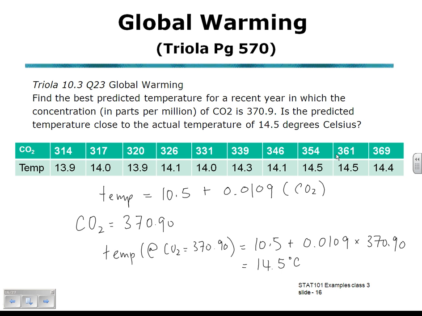We're now going to compare it with the actual temperature that was measured that day, and in this case our prediction is spot on. We've got a prediction of 14.5, which actually was the temperature at that day, the recent year, in which the concentration of CO2 was 370.9. So in this instance, the predicted temperature is actually equal to the actual temperature in that recent year.